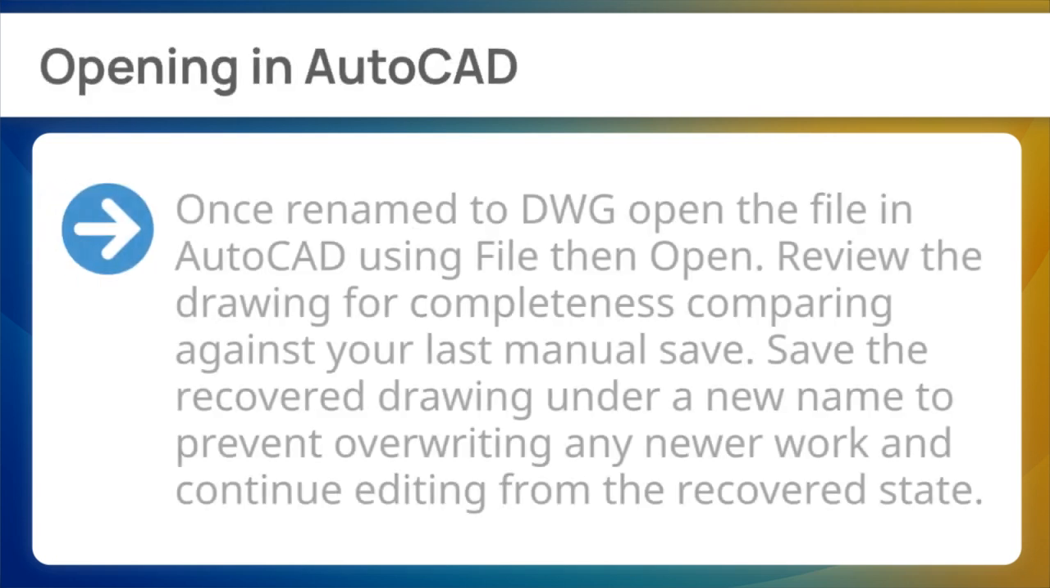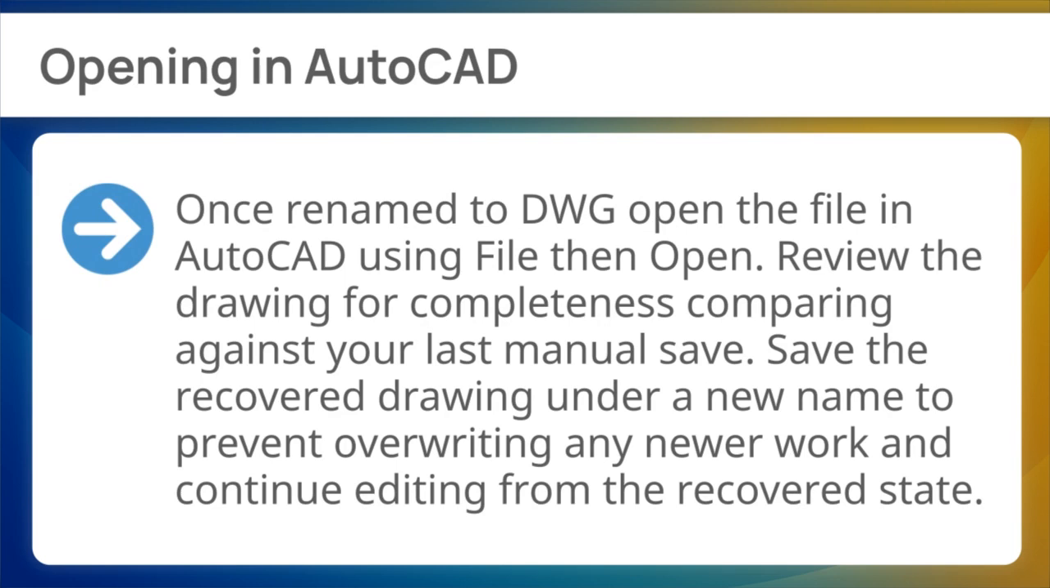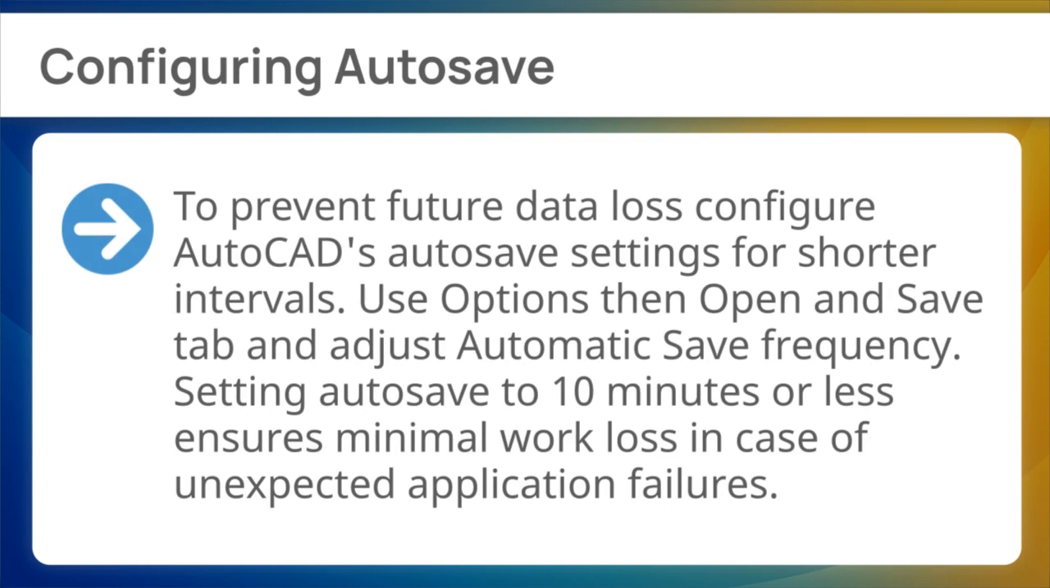Next, opening in AutoCAD. Once renamed to DWG, open the file in AutoCAD using File, then Open. Review the drawing for completeness, comparing against your last manual save. Save the recovered drawing under a new name to prevent overwriting any newer work, and continue editing from the recovered state.